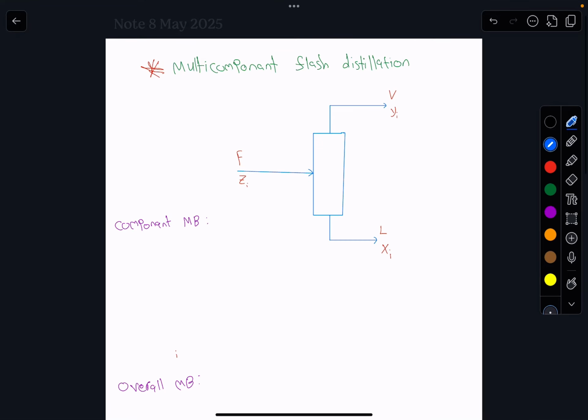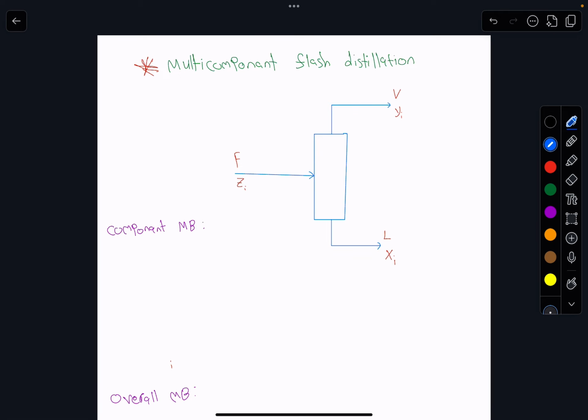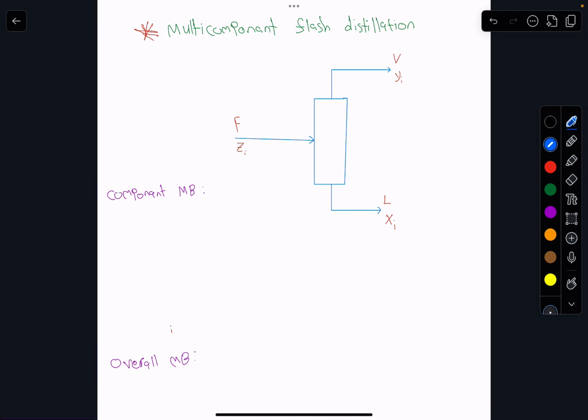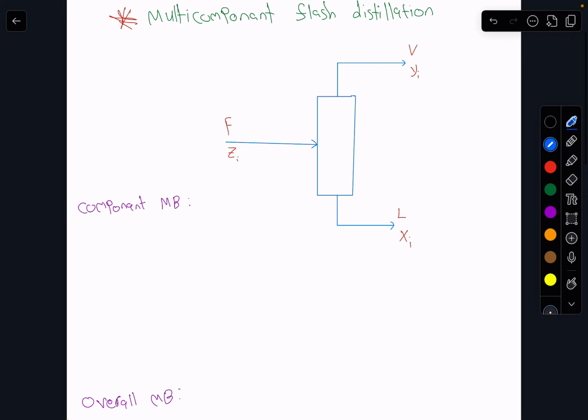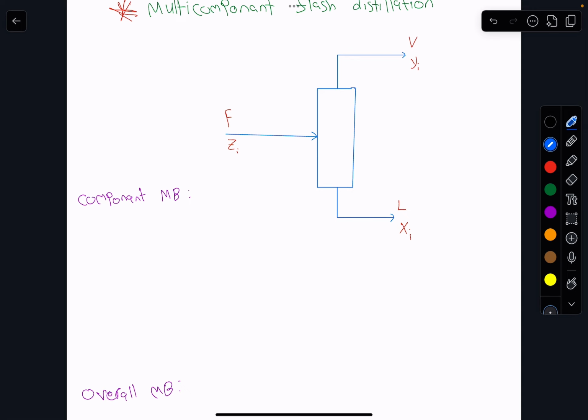Today I'm going to talk about multi-component flash distillation, in particular how we derive the Rachford-Rice equation. First of all, we have here the flash distillation for multi-components. So we are going to do a components material balance.